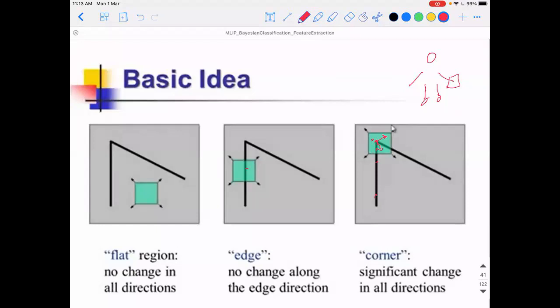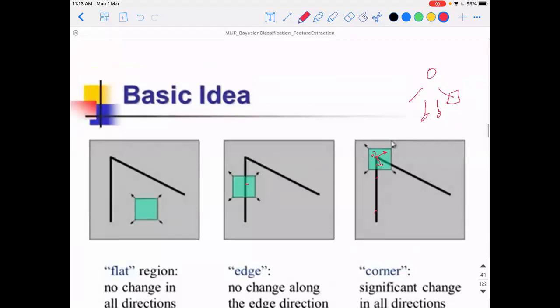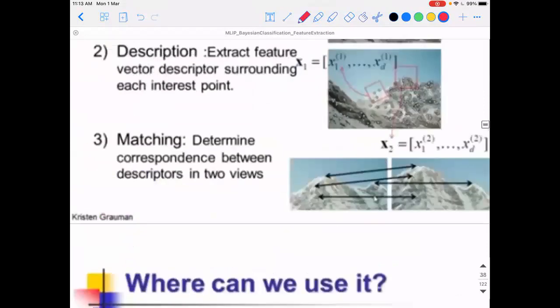What do you think? What kind of feature should I look for? Say I have taken a patch here. Should I only take the intensity values in that patch and then try to match across two images? See here, this is the patch I have, and here also one patch is there.